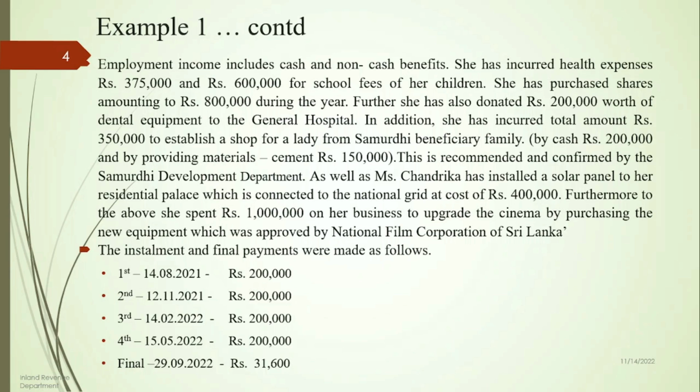Further, she has donated rupees 200,000 worth of dental equipment to the general hospital. That is a qualifying payment. In addition to that, she has incurred 350,000 to establish a shop for a lady from a Samurdhi beneficiary family. She has donated by cash 200,000 and by material 150,000. Altogether 350,000 she has donated to this Samurdhi lady.